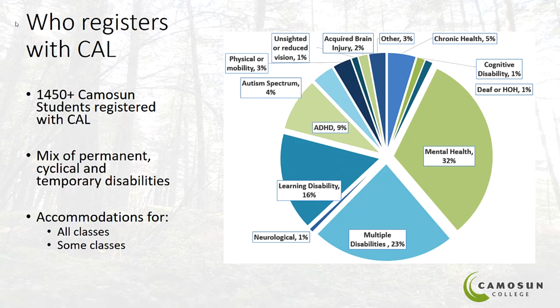About 7.5% of Camosun students register with CAL. The majority of students who register have invisible disabilities. Mental health disabilities are the most common, which is a trend consistent across North America in higher education. Students registering for accommodations have permanent disabilities, some have chronic and cyclical disabilities that come and go, and some have temporary situations that resolve within the term or within the academic year.